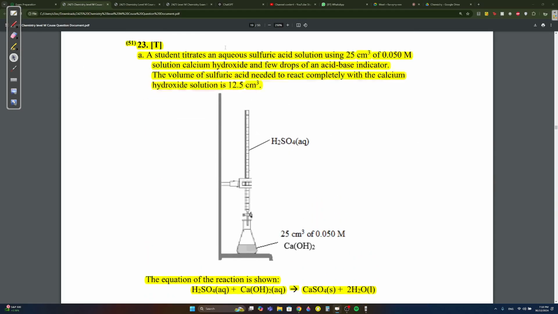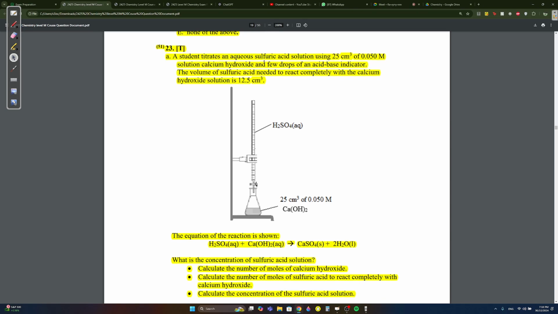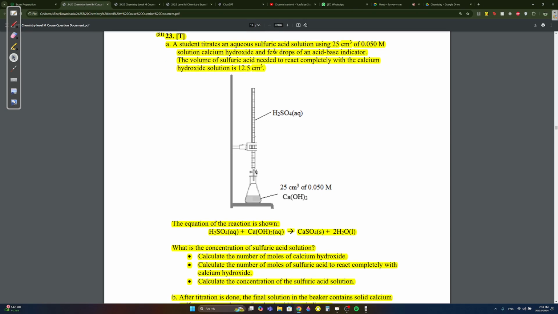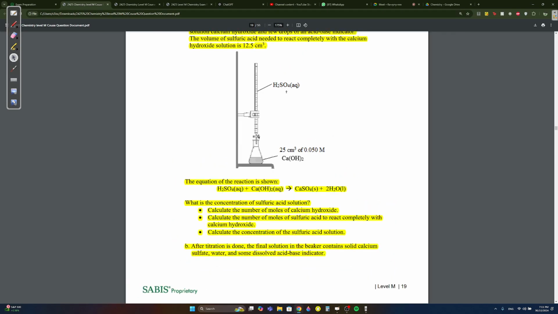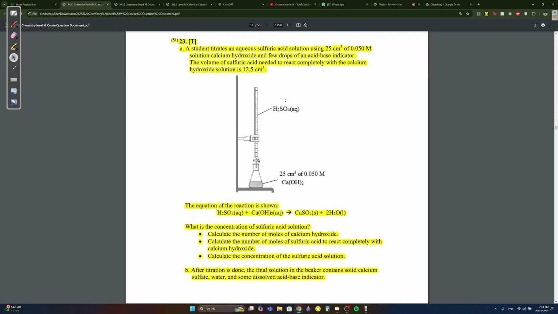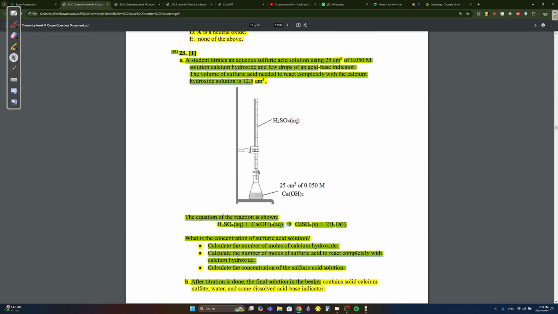Question 23. Okay, this question was in the notes, by the way. A student titrates an aqueous sulfuric acid solution using 25 centimeter cube of 0.05 molar solution. These are wrong, but this should be here. Okay, this should be swapped. If something's being titrated, then it should be down. In my opinion, you're going to get this tomorrow in your written. But let's solve.